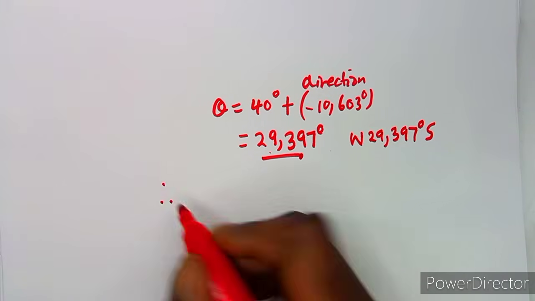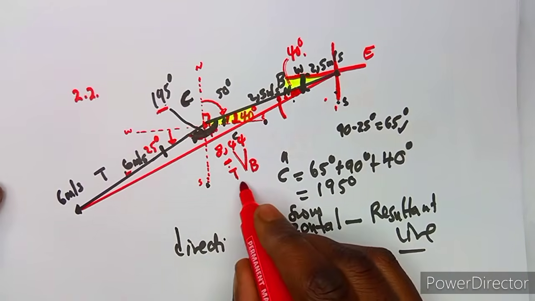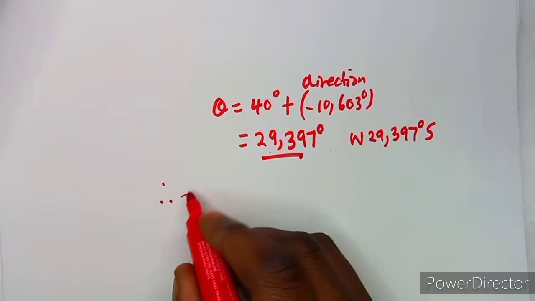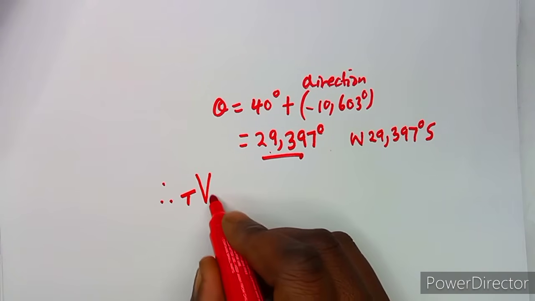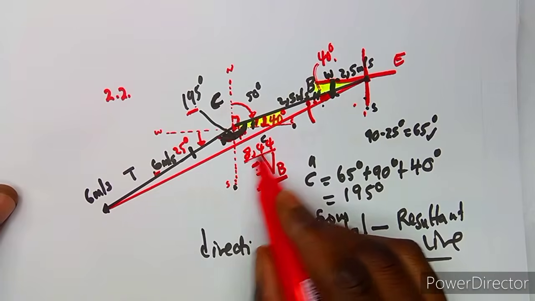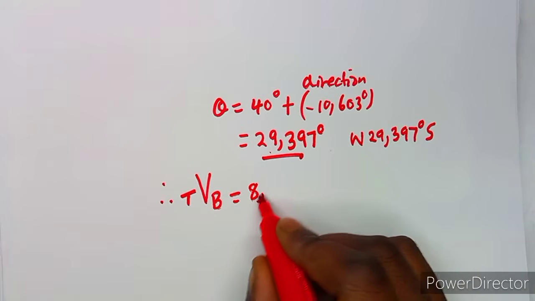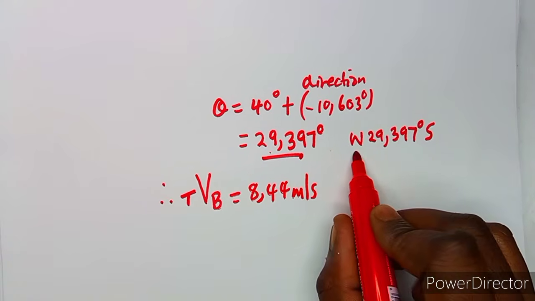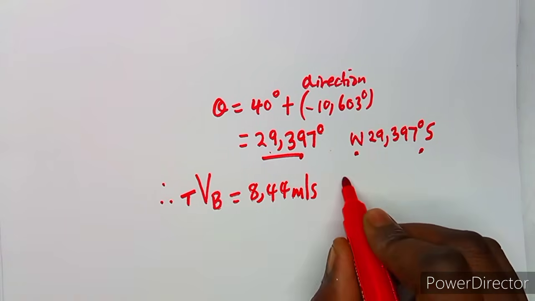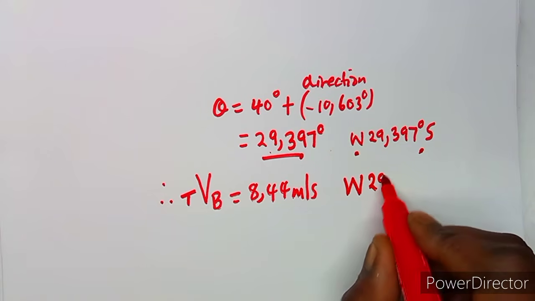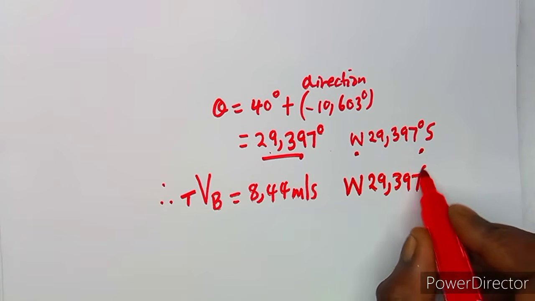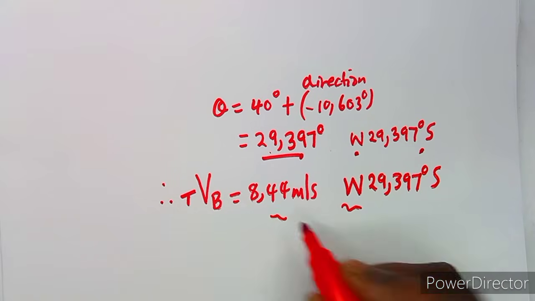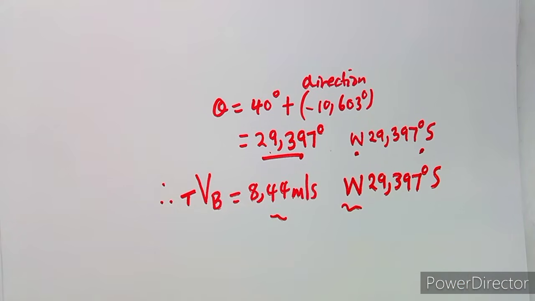So therefore the answer now is going to be what we are being asked, the relative velocity there, which is going to be, remember we obtained 8,44, so it's going to be 8,44 meters per second at, which is the direction. So the direction is west 29,397 degrees south. So this is going to be our final answer.